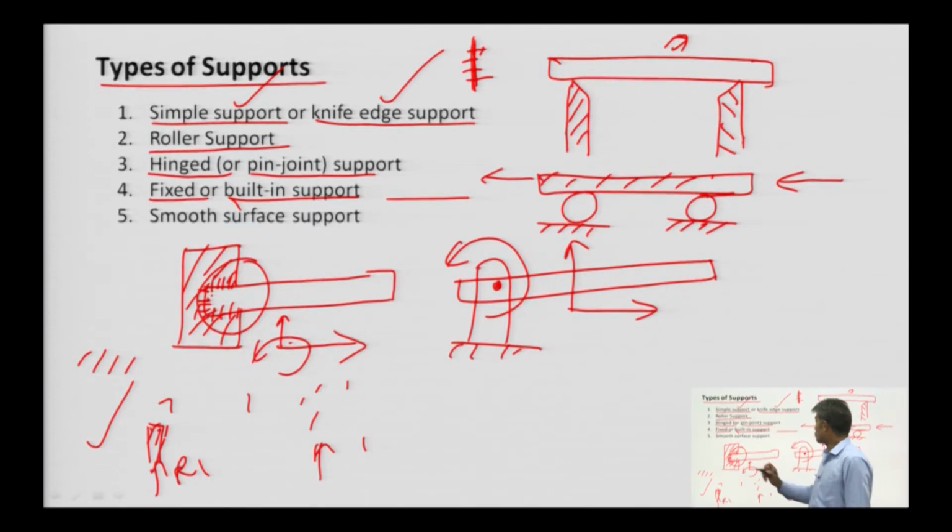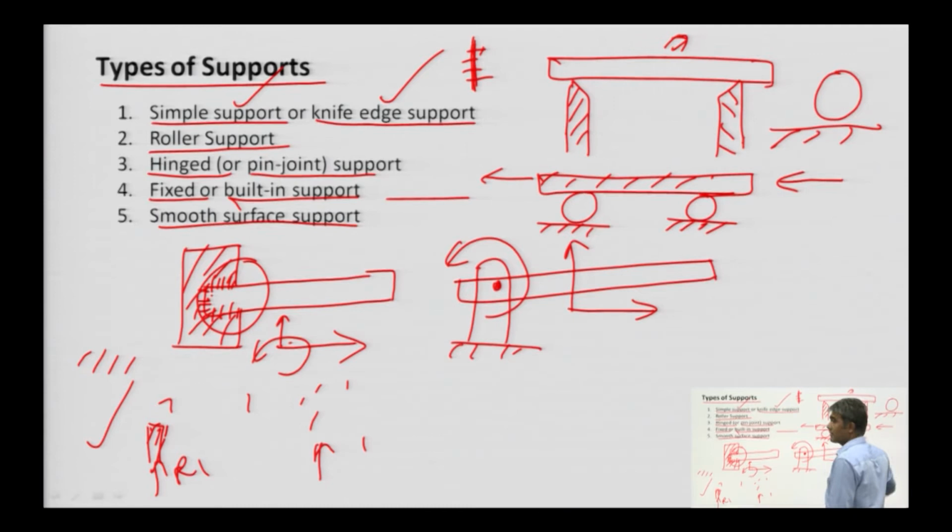Next one is smooth surface support. Okay. This one horizontal surface, if it is resting over here, then it will be the smooth surface support.